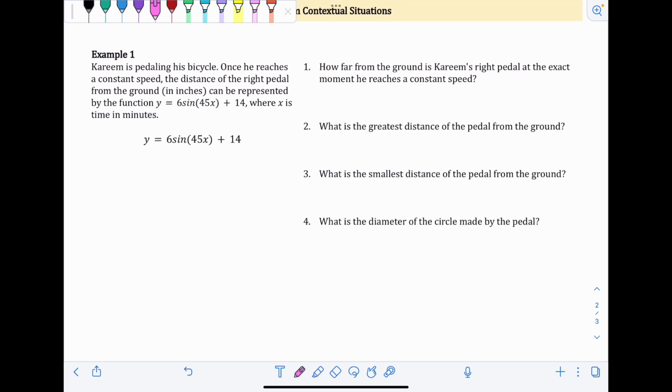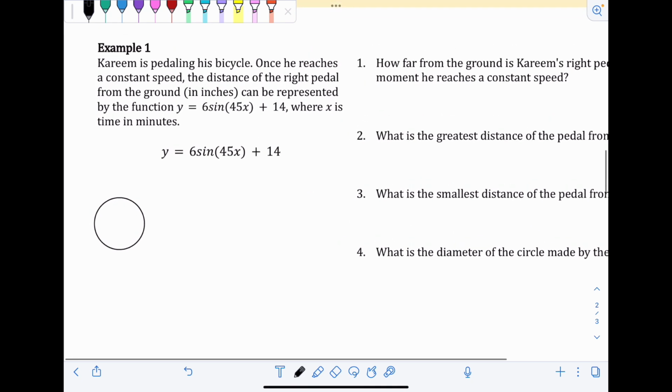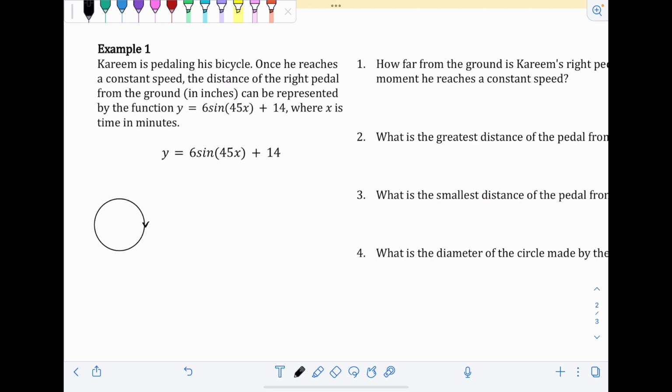Okay, so if we picture riding a bike, the pedal moves in a circle. So I'm going to try to create a little visual to help make things make a little bit more sense. These problems are always a little tricky. So he's pedaling, it would be clockwise. But the way that it's rotating doesn't matter a whole lot, it's just so you can picture a pedal going in your head. And then the function itself, it says once he reaches a constant speed, the distance of the right pedal from the ground can be represented by this sine function.